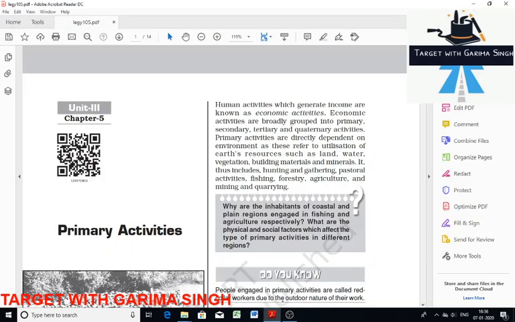Let's start with our next chapter, that is the fifth chapter. I have already covered chapters one to four. You will get them in the playlist, that is class 12th geography. So let's start with the fifth chapter, primary activities.